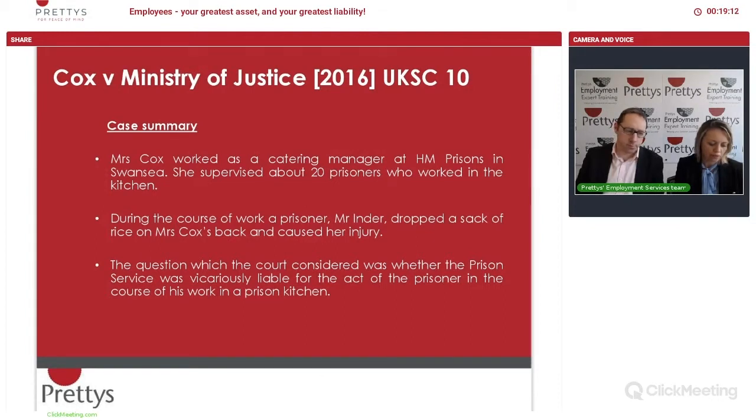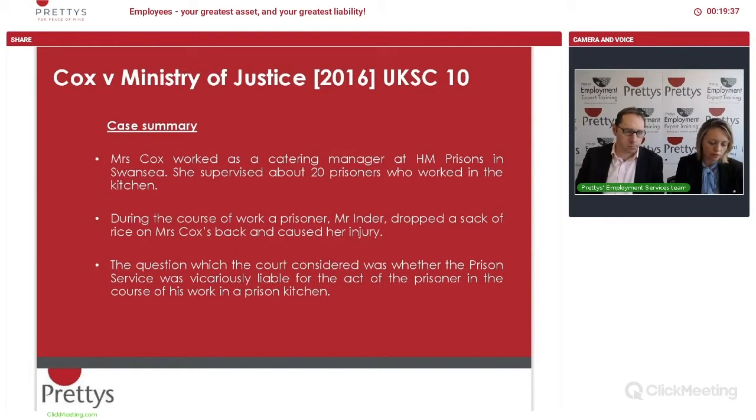The judge in the first instance court found that the prisoner had been negligent, but dismissed the claim and held that the Ministry of Justice wasn't vicariously liable. This court focused on the question of whether the relationship between the prison service and the prisoner was akin to the relationship between employer and employee, and found that it wasn't, and therefore concluded there was no vicarious liability.